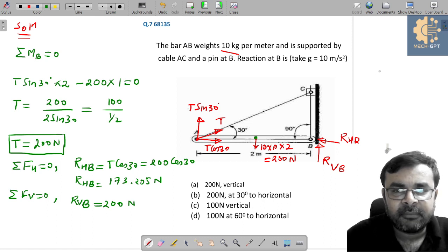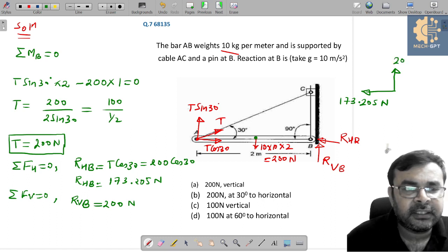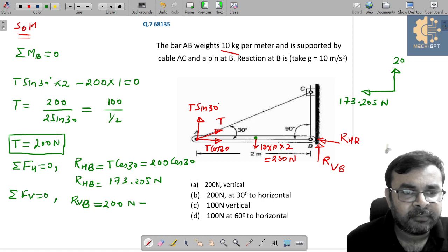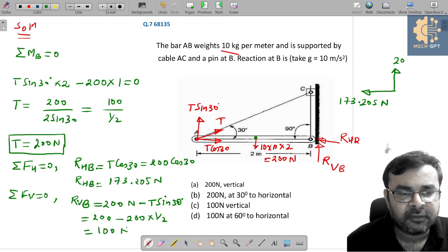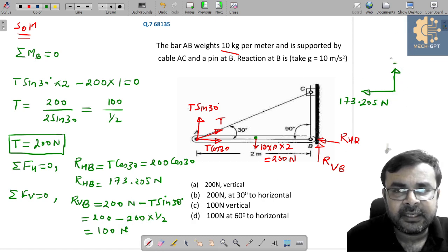So now here I am getting these two forces, one vertical and one horizontal, like this. Correct? And the horizontal force is nothing but 173.205 Newton, and similarly RVB is nothing but 200. Yes, sorry, this is not 200. It is 200 minus T sin 30. Is it clear? So this is equal to 200 minus T, which is 200, sin 30 means 1 by 2. So simply here I am getting 100 Newton force. So our vertical reaction at point B is nothing but 100 Newton.